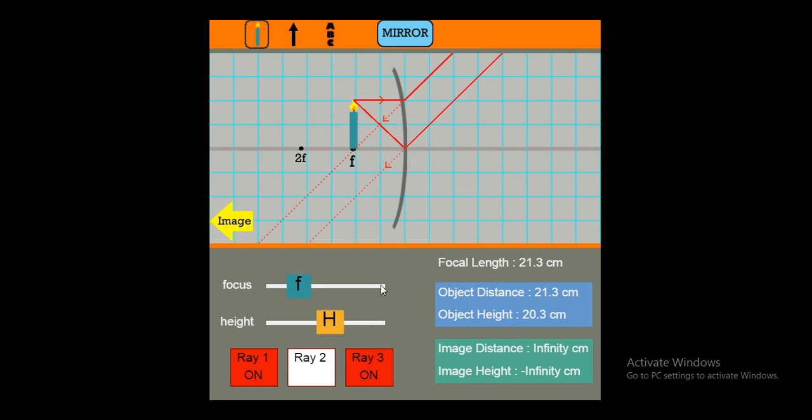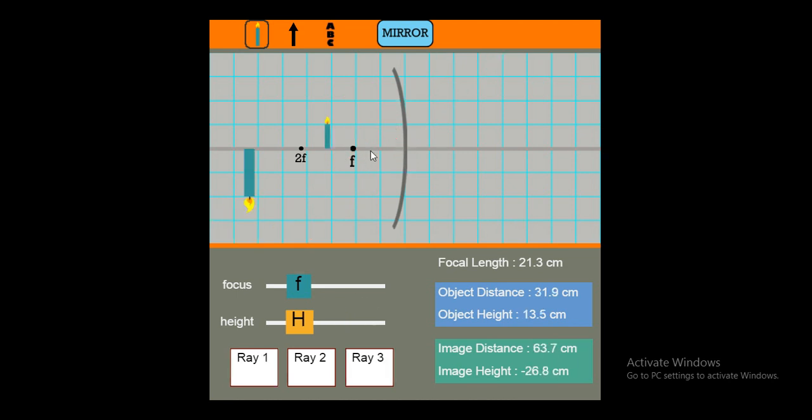That's the second one. Going to the third one. The third one is when the object is placed between the center of curvature and the focal point. That means between 2F and F. This is the object, the candle, and this is the concave mirror.